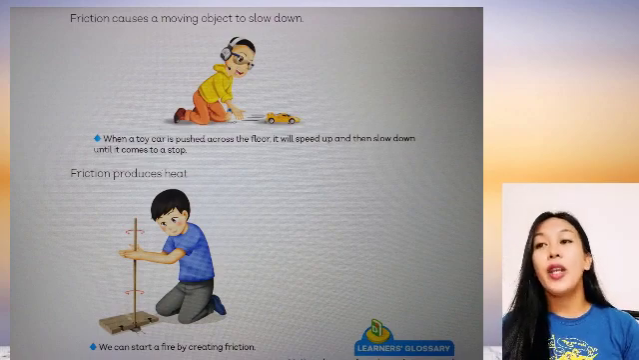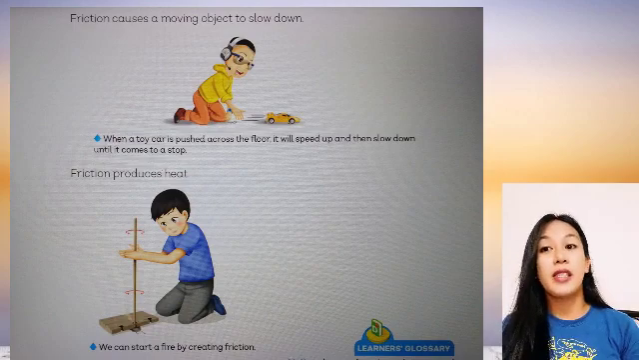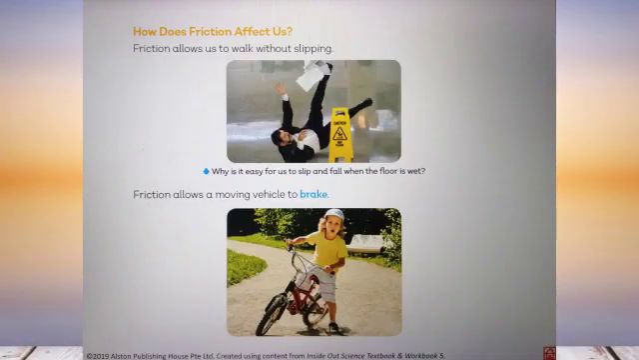Next, how does friction affect us? Friction allows us to walk without slipping. This is very useful for us because there are times that we walk on very smooth surfaces, and because of friction we are prevented from the accident of falling on our backs.